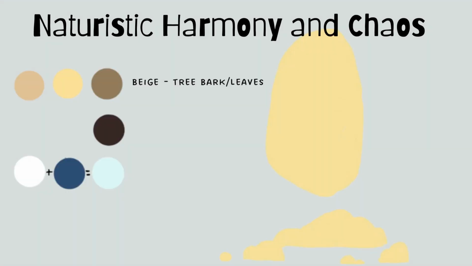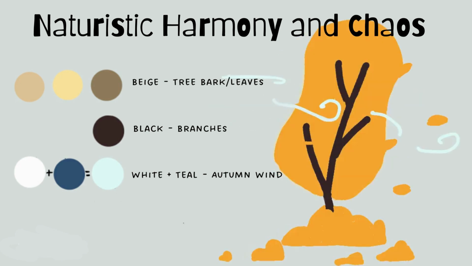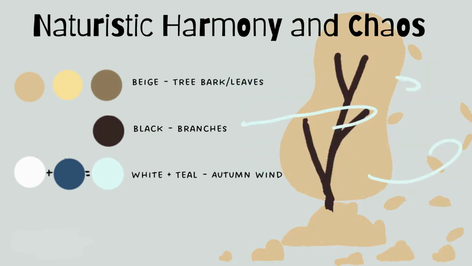One theory is that the beige tones represent the tree bark and autumn leaves, the black tones represent the branches being tossed around, and the white splatters with small hints of dark teal represent the autumn wind. This paints a chaotic force of leaves and branches in the fall breeze that constantly move, thus the title, Autumn Rhythm.